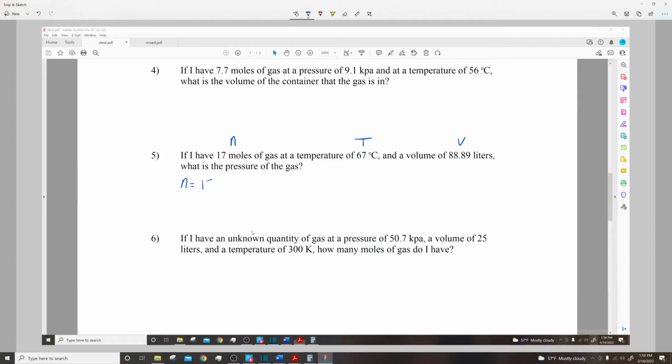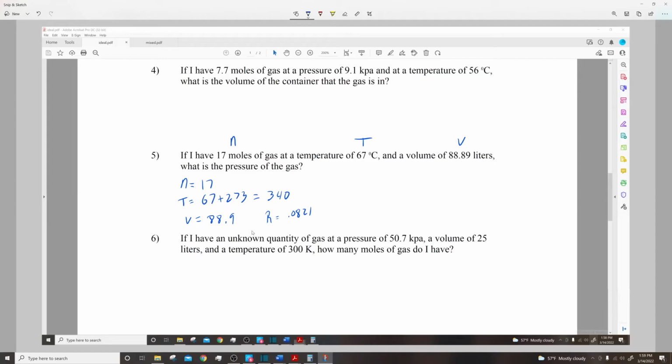So N is equal to 17. T is equal to 67 plus 273, which is going to equal 340. And then V is equal to 88.89. I'm just going to put 88.9. And it's okay to do these roundings, I don't mind it. Our R value is going to go in as 0.0821, which is for ATM, which is why our unit, when we pull it out, is going to be in ATM. So let's plug this all in.